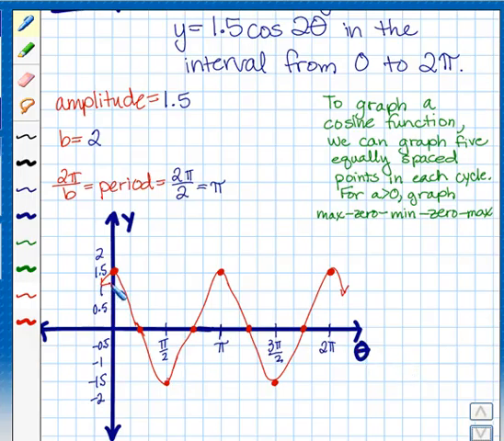There's our cosine function. And to do that, what we did was, first we labeled our axis, right? And then we found out what our period was, how many repetitions we would have in a set interval from 0 to 2 pi, and what our amplitude was. Once we found our period, we could divide that into 4 so that we could find max, 0, min, 0, max, and graph those, and then we can just connect the points. So we've now graphed y equals 1.5 cosine 2 theta in the interval from 0 to 2 pi.